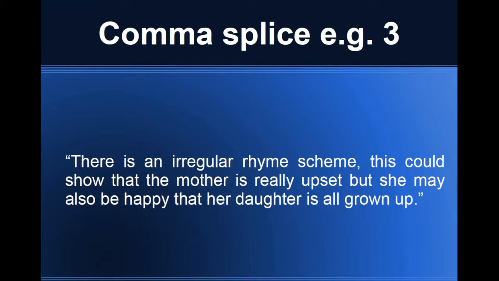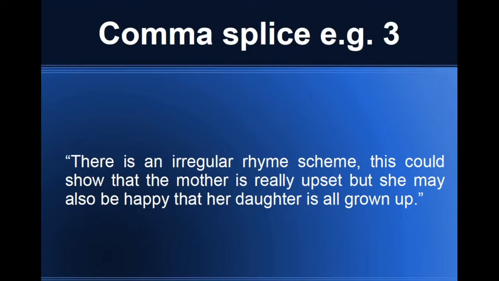So can you see where the incorrect comma splice is? Of course you can. It's after scheme, because again, there is an irregular rhyme scheme. That could be a separate sentence, and the part afterwards, this could show, could be a separate sentence. And you can see what the student's trying to do. He's trying to explain his point, which is a good point about the irregular rhyme scheme. He's trying to do so in one sentence, and it's not enough to have a comma.